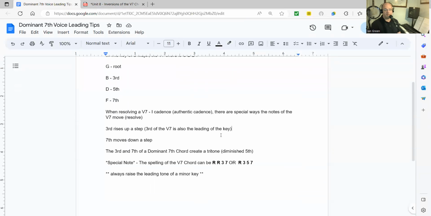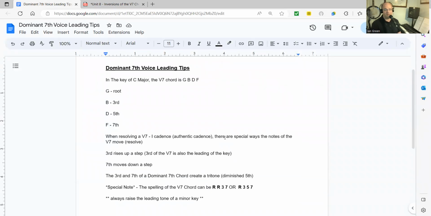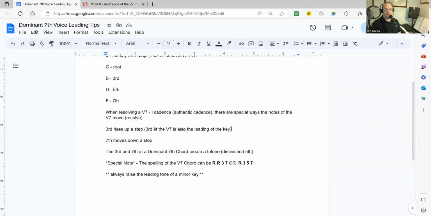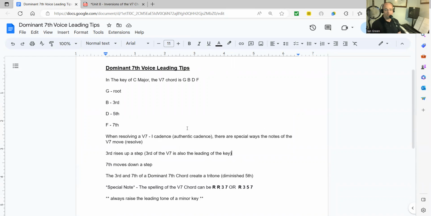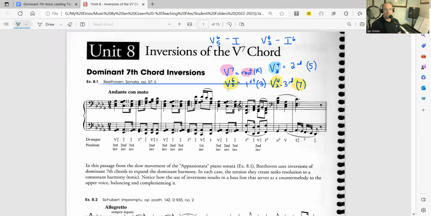Now, if I were to refer back to this handy-dandy chart here, and we know that the third rises up traditionally as a best-case scenario in a dominant seventh chord resolution, then when we use V6-5, that means that the third is on the bottom, or that's the lowest note of that particular inversion. And so then, with the third being on the bottom, it's suggested for V6-5 to go to 1, which means then that the third of the dominant seventh chord will rise up to the tonic.